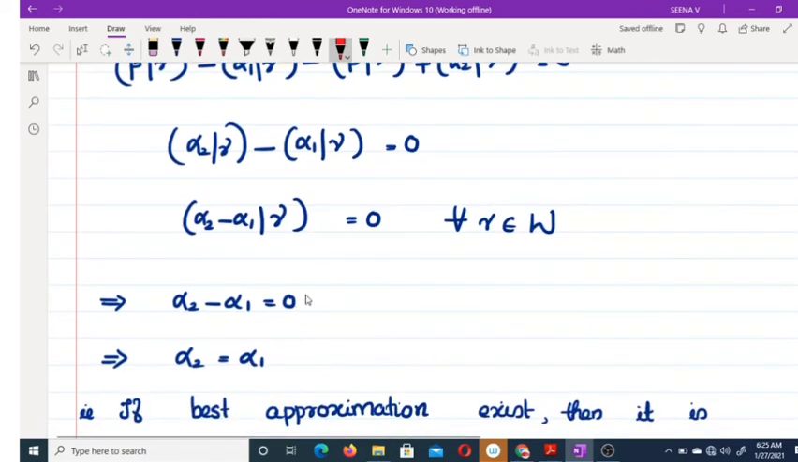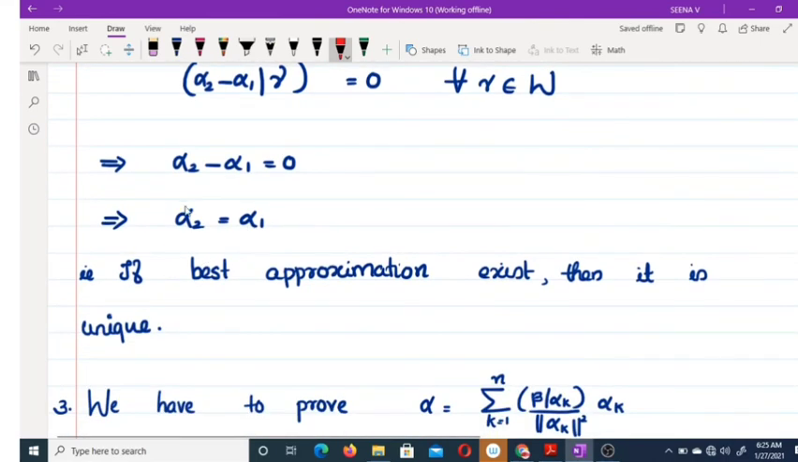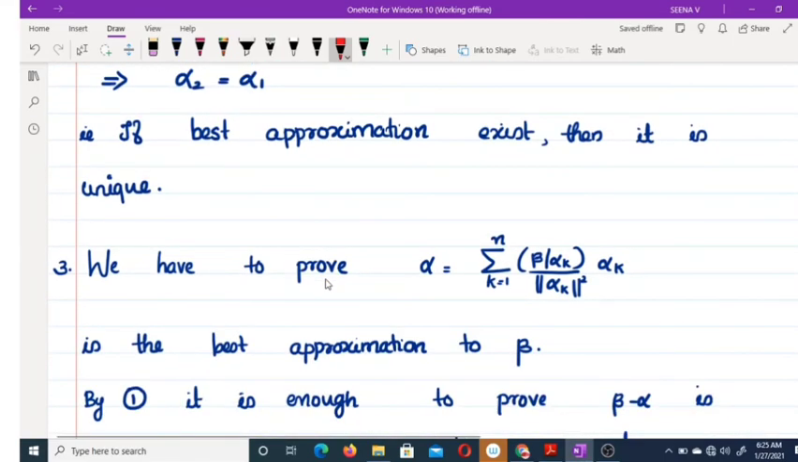And finally, the inner product of alpha and gamma equal to 0 for every gamma belonging to W implies alpha must be equal to 0. That means alpha 2 minus alpha 1 equals 0. That is, alpha 2 equals alpha 1. Therefore, if the best approximation exists, then it must be unique.